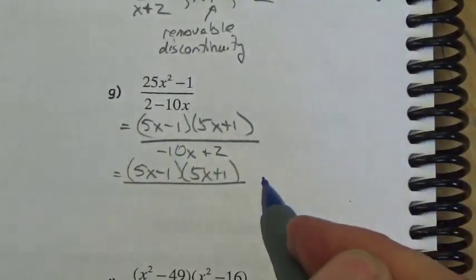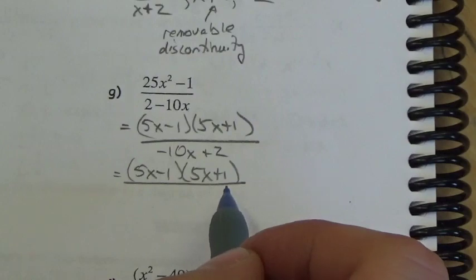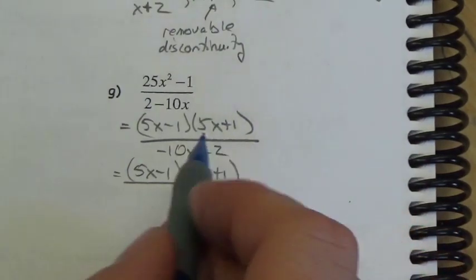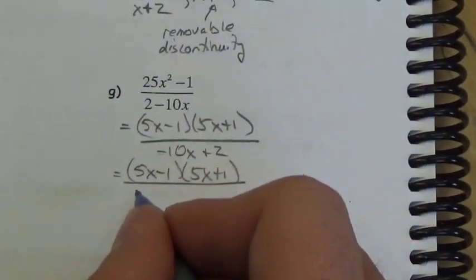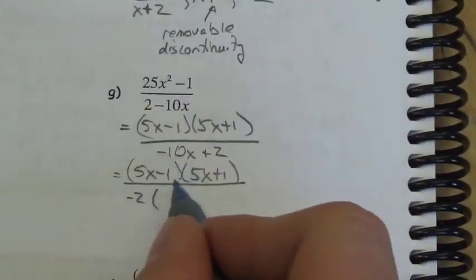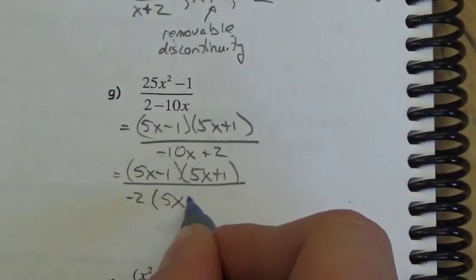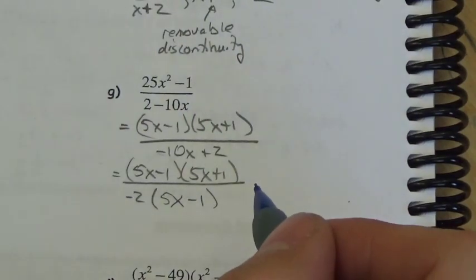And now I'm going to take out what's common here. What looks like it's common here is going to be a 2. Now, because I don't necessarily like the negative in front of the x, I'm going to take out a negative 2, which will make this 5x minus 1.